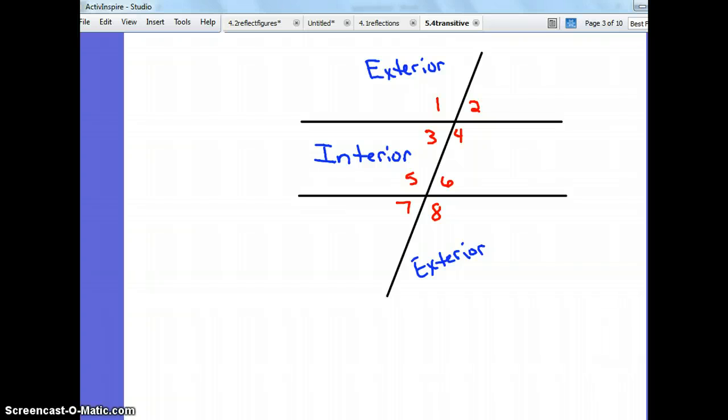We're going to go back and start with this situation of the two parallel lines and the transversal. The exterior angles are the ones that are on the outside of the parallel lines. So the exterior angles are 1, 2, 7, and 8. And then the interior angles are 3, 4, 5, and 6. Interior means they're inside of the parallel lines. Exterior, they're outside of the two parallel lines.